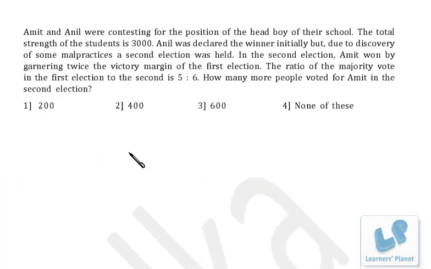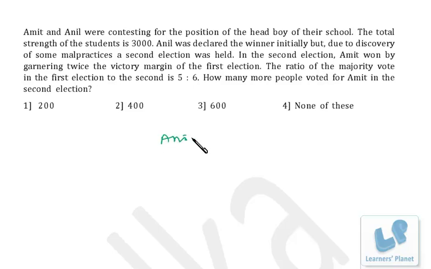Now friends, let's see this problem. Amit and Anil were contesting for the position of the head boy of their school. The total strength of the students is 3000. Anil was declared the winner initially, but due to discovery of some malpractices, a second election was held. In the second election, Amit won by garnering twice the victory margin of the first election. The ratio of majority vote in the first election to the second is 5 by 6. How many more people voted for Amit in the second election?